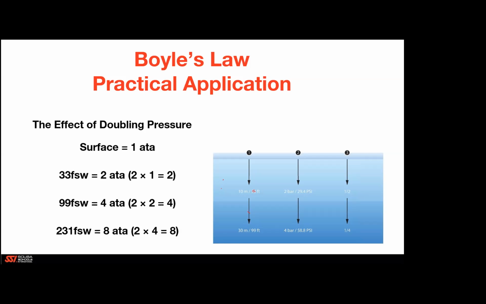This diagram shows a little more about how things double. So it's 33 feet to 99 feet, and then from the surface, 231 gives you the 8 times. Now, as we mentioned, the pressure needs to be compensated. And here's where your regulator comes in to supply more air to inflate your lungs.